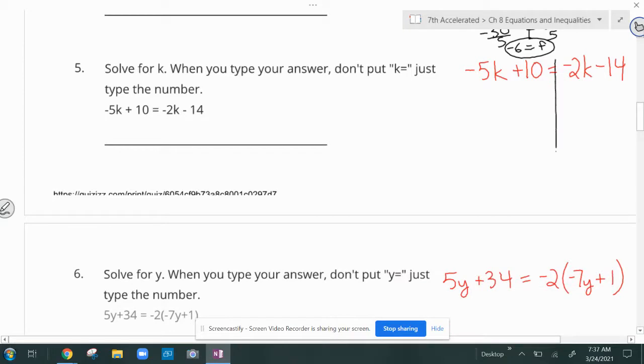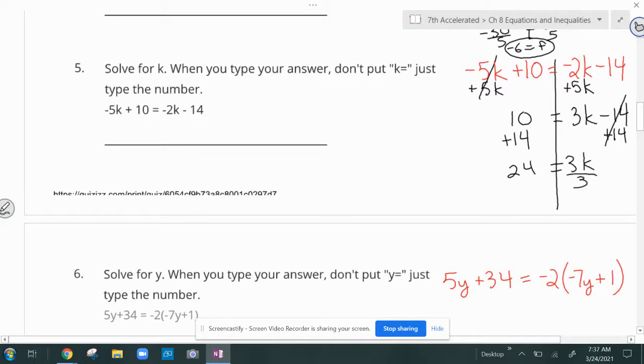Variables on both sides again. All right, let's get after it. Ooh, okay, so we have, doesn't matter which one you get rid of, but if I add the 5k, I'll get a positive over here, which I just like getting. So negative 2 plus 5 is 3k minus 14. Now I'm going to add that 14 because once I get variables on both sides, then I'm looking to get rid of the constant. All right, I got 24 equals 3k, divided by 3, divided by 3, k equals 8.